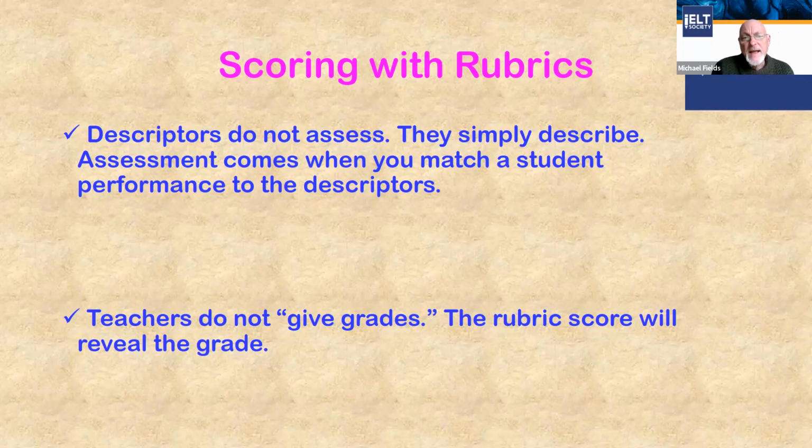That's the assessment. And sometimes teachers say that they feel a bit excluded somehow because they're not giving grades. They feel that they're not in control. And in a sense, that's really true. Teachers are no longer giving grades. The rubric is revealing the grade. But again, I think it's a more valid and reliable method for scoring performance-based evaluation, like speaking or writing, rather than just doing some kind of impression marking.